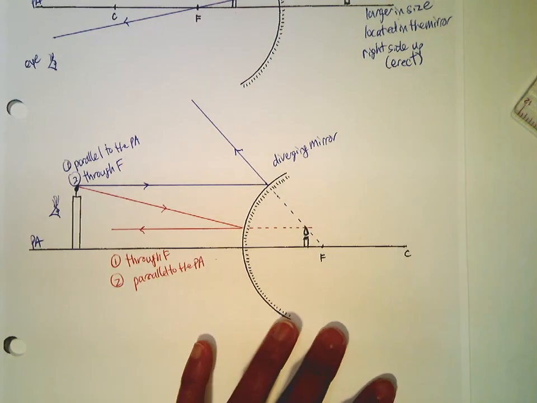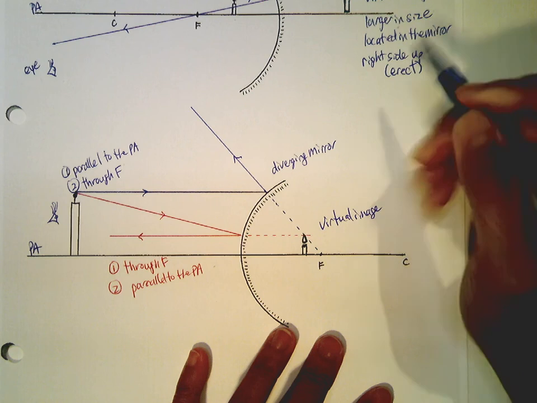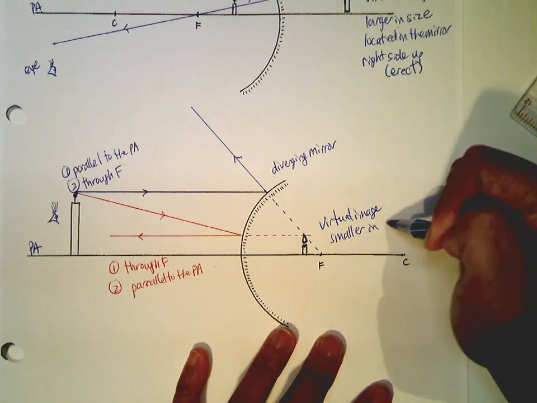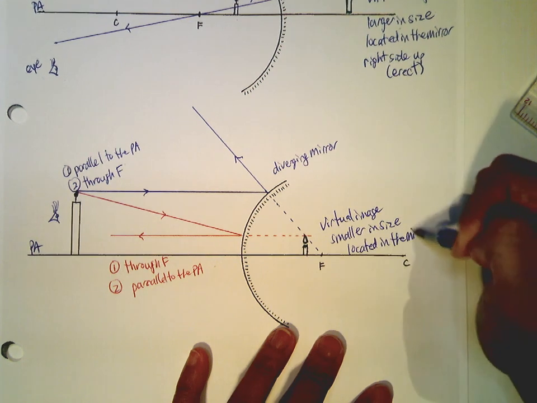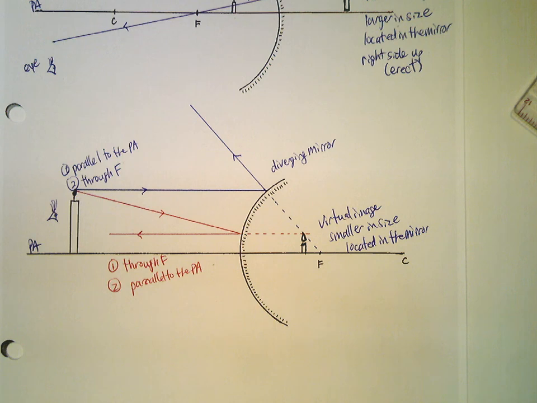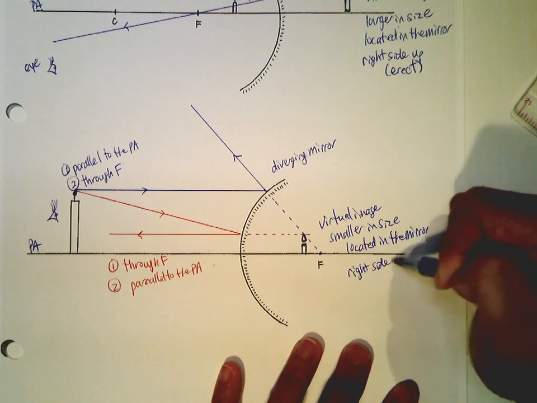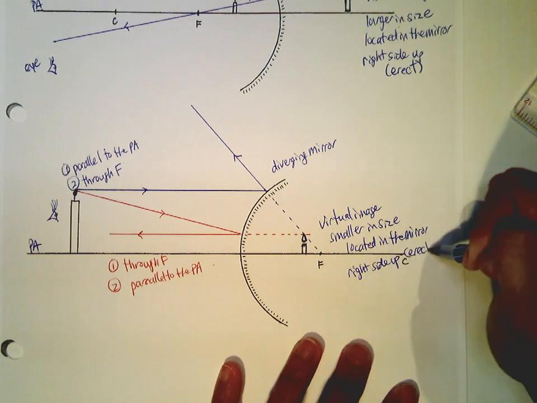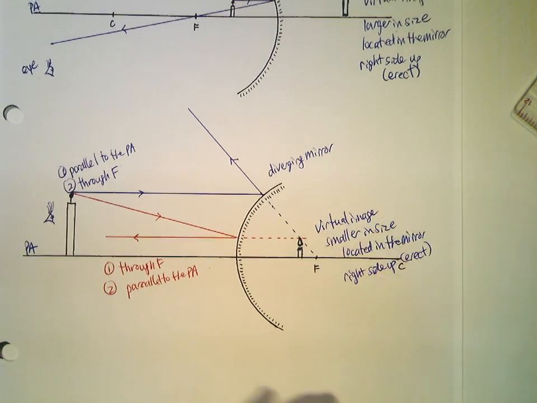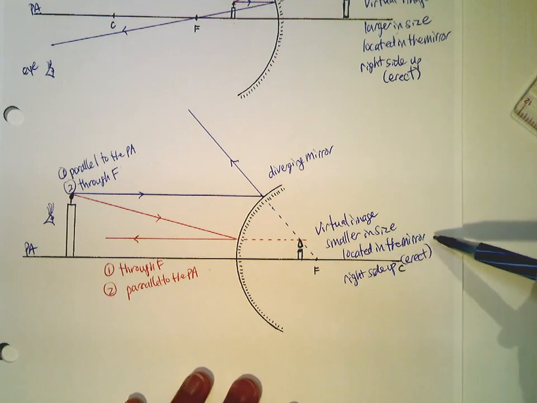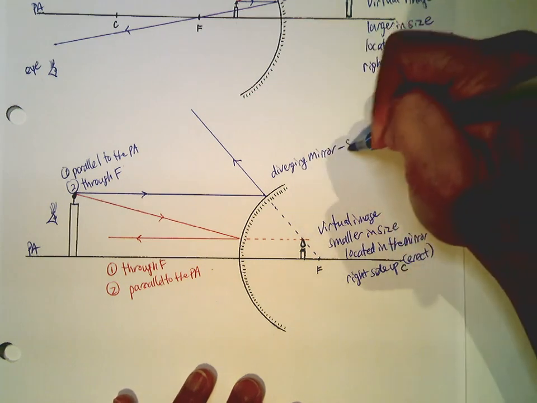So this here is your virtual image, and it is smaller in size and located in the mirror because all virtual images are located in the mirror. It is also right side up, or in other words, erect. So those are the qualities or the properties of this image, which is much smaller, virtual, located in the mirror, and right side up.